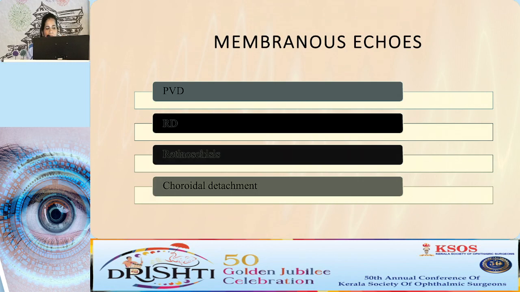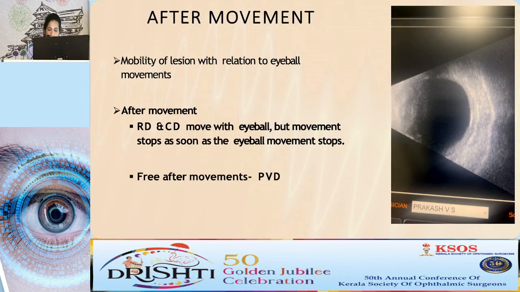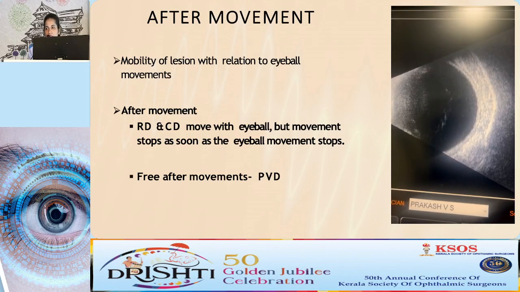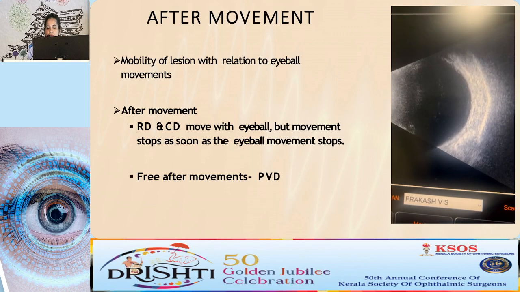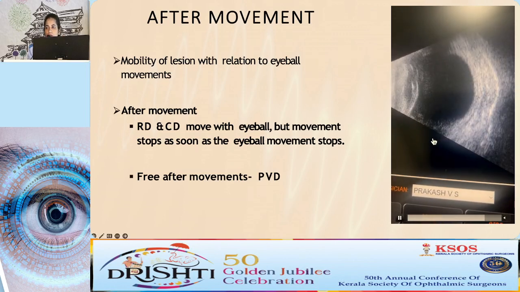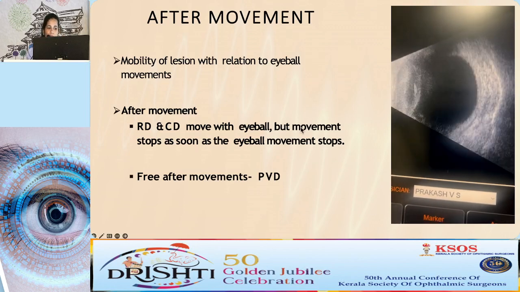Membranous echoes can be PVD, RD, retinoschisis, choroidal detachment, etc. The main differentiating features between each are the measurement of your spike and also the after movement. The after movement shows nothing, but when you ask the patient to move the eye and come into a stable position, the echo will persist moving. That is called good after movement. A good after movement is seen in PVD, but these are usually absent in RDs and CDs.